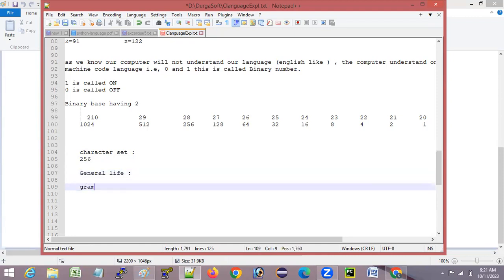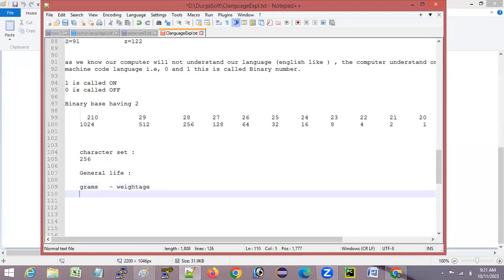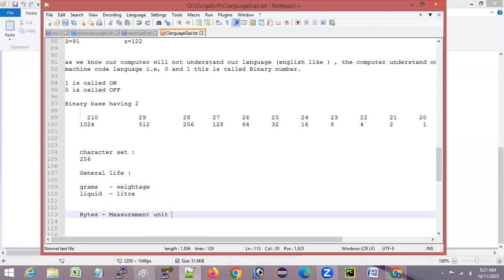In our general life, grams is nothing but a measure of weight, right? And whatever liquid we have, we measure in liters, milliliters, half liters, 1 liter, like this. Am I right or not? Likewise, whatever you are entering in the computer is measured in terms of bytes. What do you mean by that? A byte is a measurement unit of a character. Did you get this point?